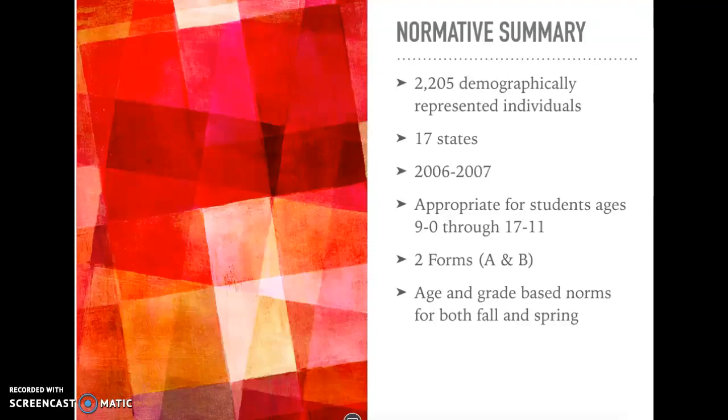The test was normed on 2,205 demographically represented individuals in 17 states between 2006 and 2007. These individuals included a range based on geographic region, gender, race, ethnicity, household income, education level of parents, and disabling conditions. It's appropriate for students ages 9 years 0 months through 17 years 11 months, and it has 2 forms, A and B. Each form contains the 7 subtests. The test has both age and grade-based norms for fall and spring.